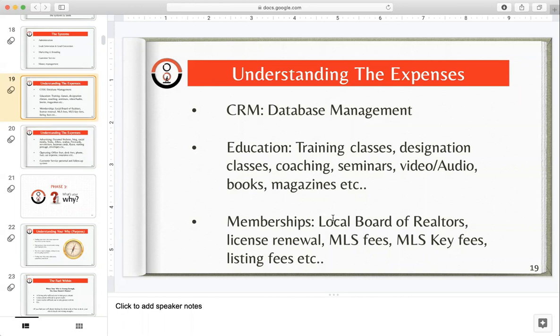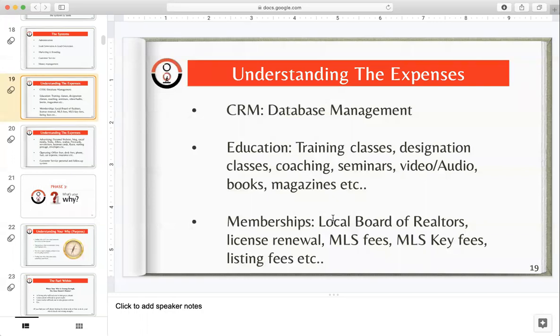But you're going to pay for the local board of realtors that you have to belong to. And it's actually dumb not to belong. I know some brokerages that don't belong to the board of realtors, which is so stupid. You have no idea. I can do a whole session just on that. License renewal, you have to pay for your license. That's going to cost you money.